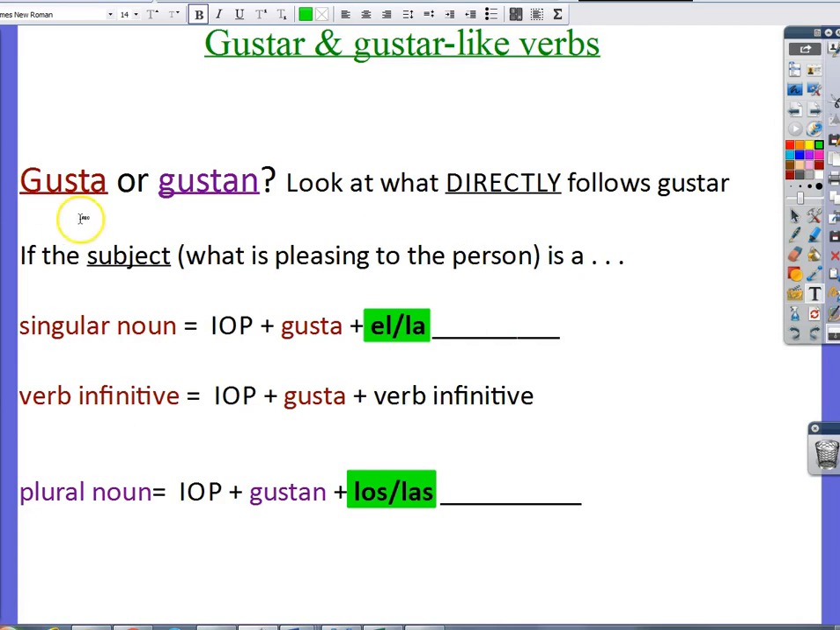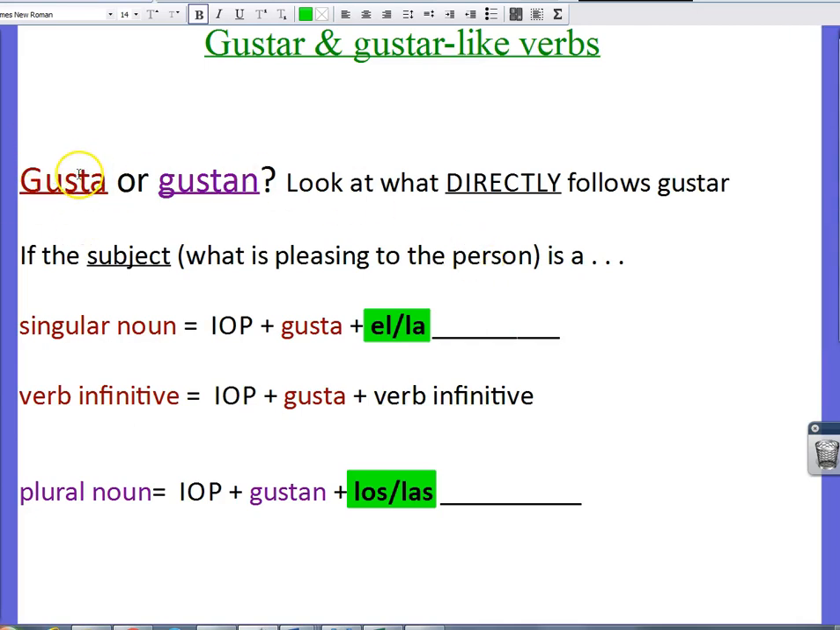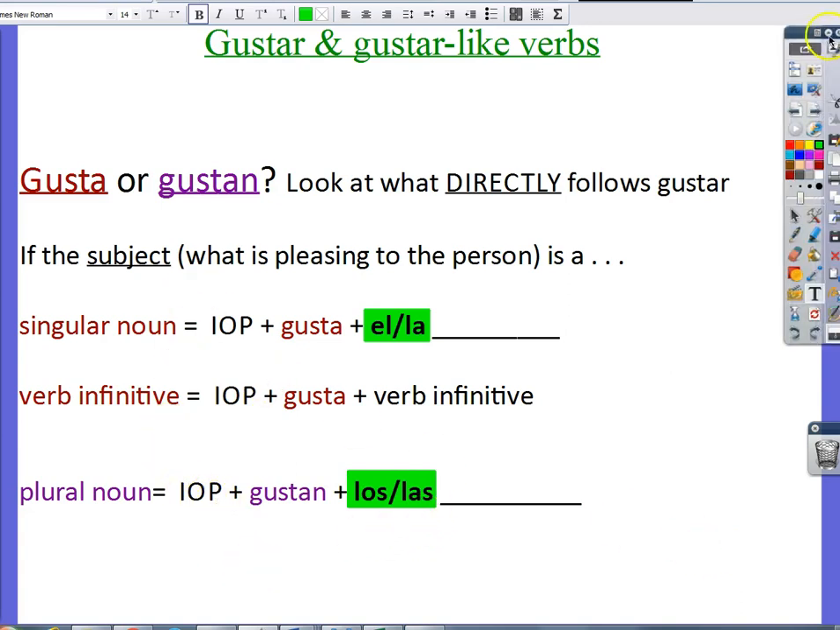Speaking of review, you next have this information in your notes. How do you decide if you want gusta or gustan? You always look at what directly follows gustar. If the subject, whatever is pleasing to the person, is a singular noun, you take your IOP plus gusta plus your el or la. If it's a verb infinitive, IOP, gusta plus your verb infinitive. If it's your plural noun, it's IOP plus gustan plus los or las. And of course, in front of your IOP, you might say whoever. So this is more of a left to right approach.